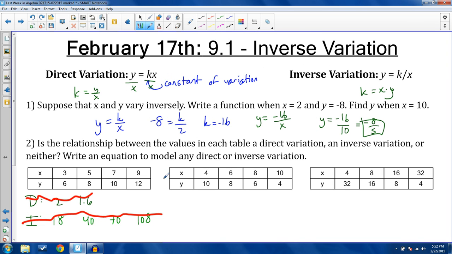Okay, let's check out the second one. Direct variation: is 10 over 4 the same as 8 over 6, and 6 over 8, and 4 over 10? The answer is no. This is not direct variation, since it does not have the same constant of variation. For inverse variation, however, does 10 times 4 equal 6 times 8, and 6 times 8 equal 4 times 10? Once again, no. This is also not direct or inverse variation.